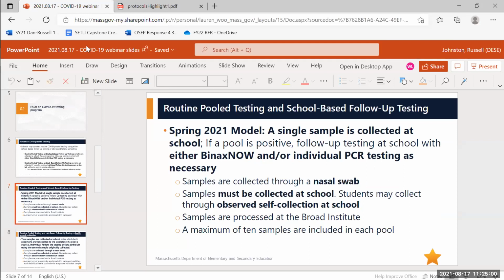Keep in mind, again, this is because we now have the option of saliva-based testing. I'm just pointing out how we can compare apples to apples, how these all work. So if we are collecting in the school, we're using a nasal-based swab. As the name implies, collecting in the school means that we are gathering these samples in the school. We're observing the individual while the self-collection occurs. If we're using a PCR test, it's processed at the Broad, and the pool is always processed at the Broad, and we have 10 samples in each pool.